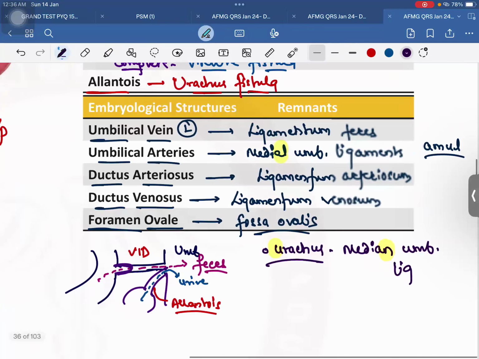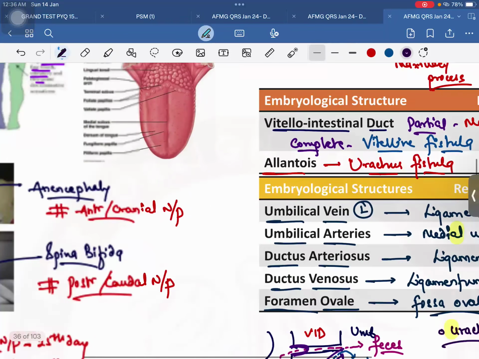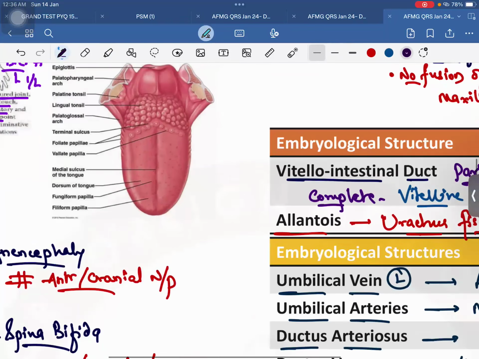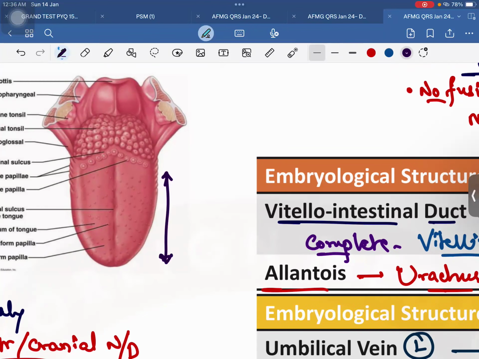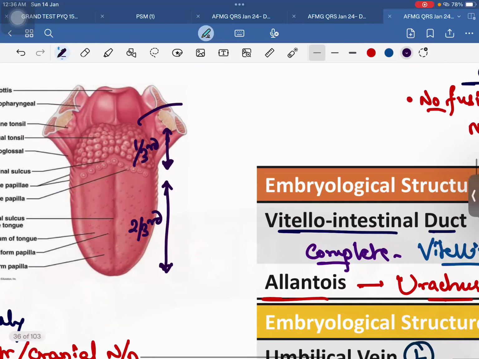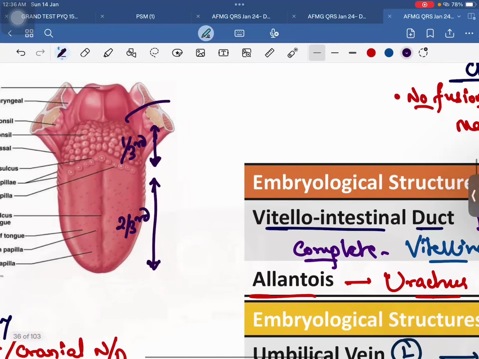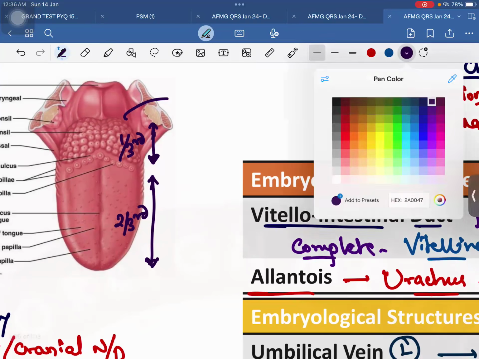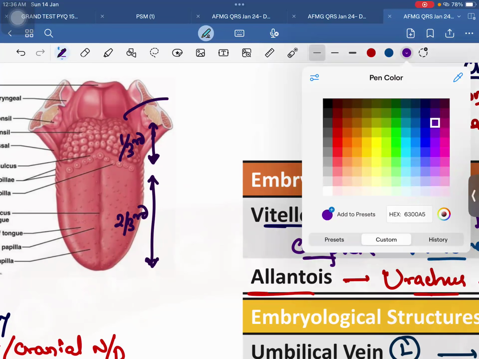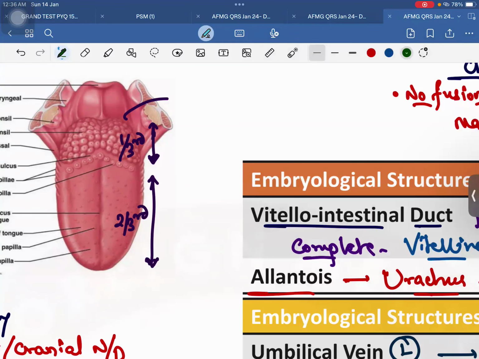Next important is the tongue. We have to remember the innervation of the tongue. This is the anterior two-thirds of the tongue, this is the posterior one-third, and then we have the posterior most part of the tongue, the vallecula. The nerves which carry sensations from the tongue are remembered as 5, 7, 9, and 10.